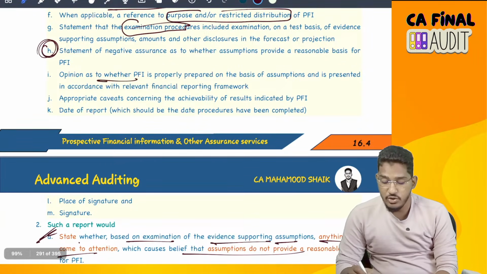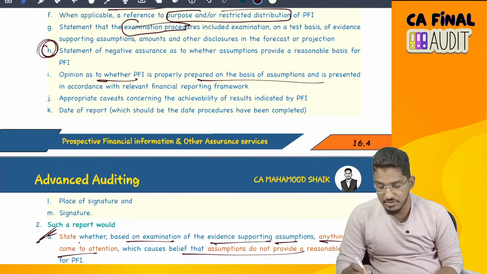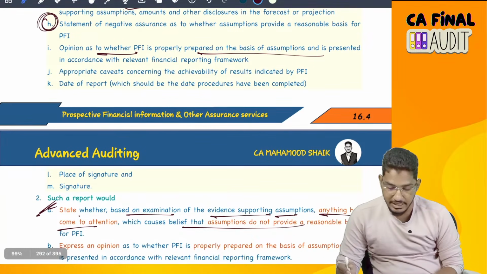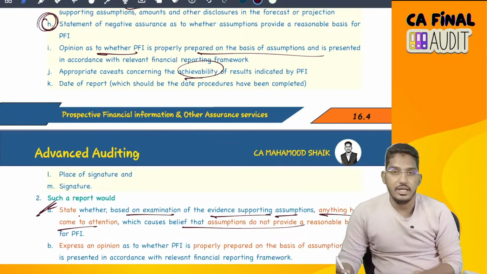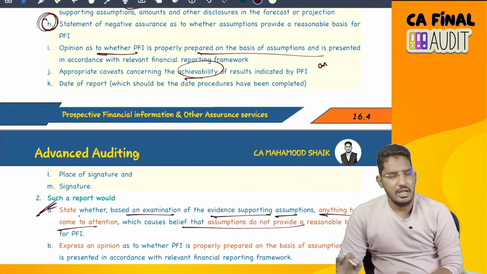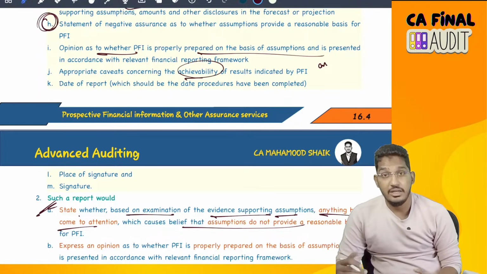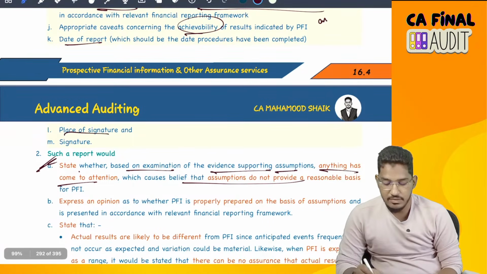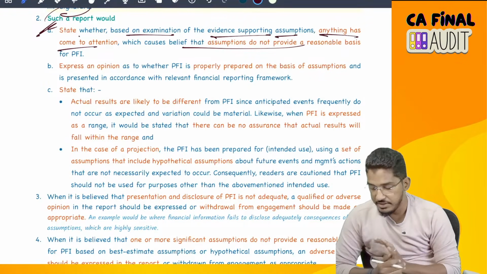And also you have to express your opinion whether prospective financial information is properly presented on the basis of assumptions and whether all disclosures have been given or not. And appropriate caveats concerning achievability. Basically, whatever assumptions they have made, whether they are achievable or not, on that also you can give a comment. Achievable in the sense realistic or not, that's it. Date of the report you have to mention, place of the signature you have to mention, and then finally you have to sign it. Now, what about modifications to the opinion?